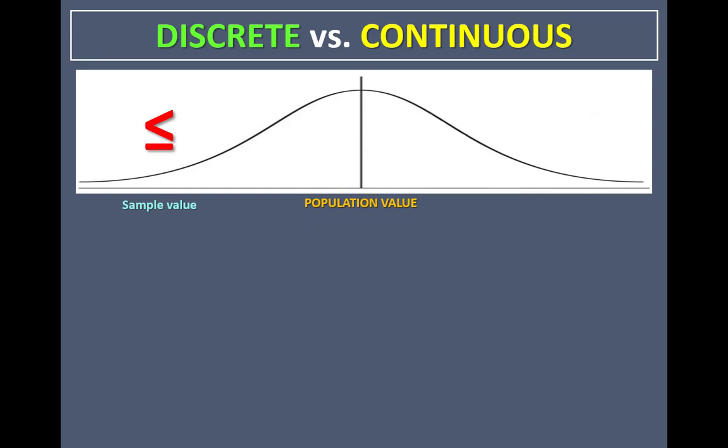So imagine I'm told that within some population, the value that I'm supposed to see is 15. Whatever that is, I'm supposed to observe a population value of 15. Then I go and take a sample, and in that sample I get a value of only 13. So now I have to calculate the probability of getting a sample less than or equal to 13.